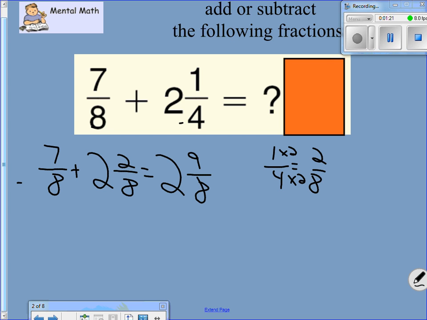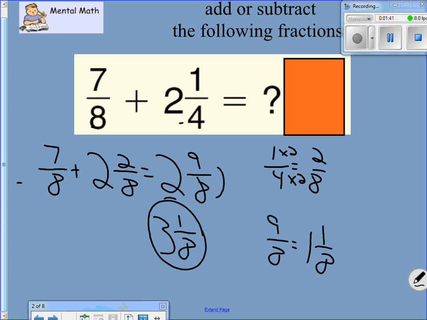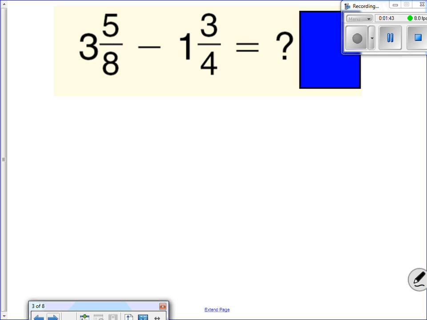Now we're not going to leave it as an improper fraction. So we're going to have to take a look here. How many 8s go into 9? 1. So 9/8 is also written as 1 1/8. And we have to add this 2 to it, so we have 3 1/8 as an answer. Let's look at another one here.